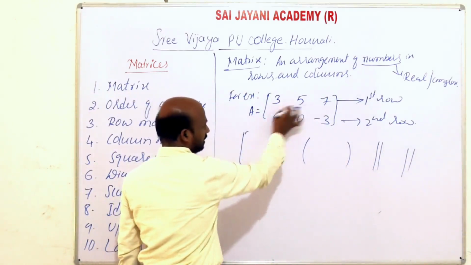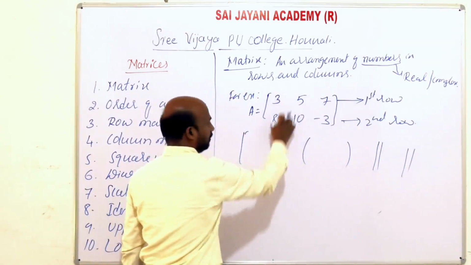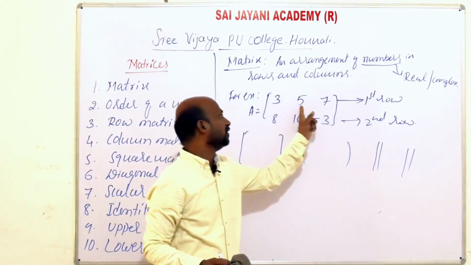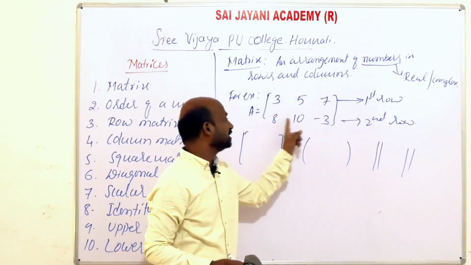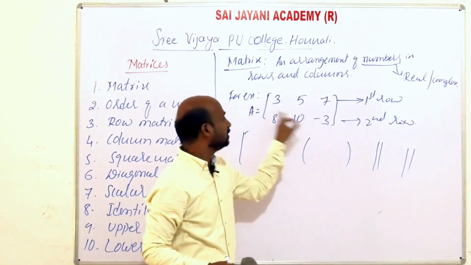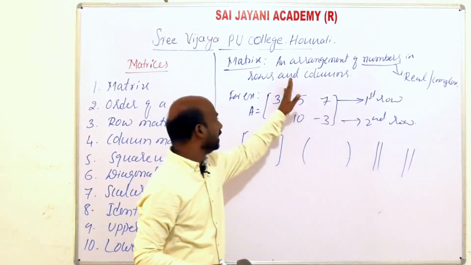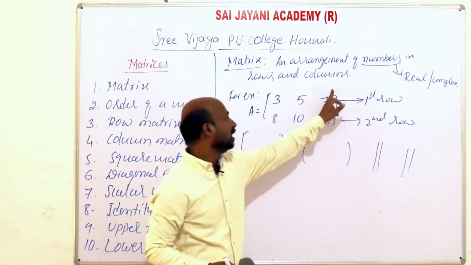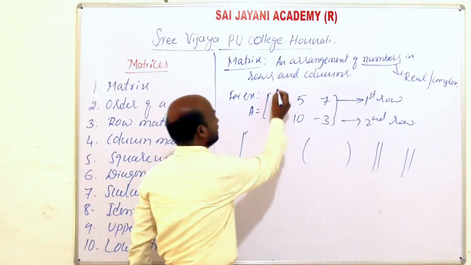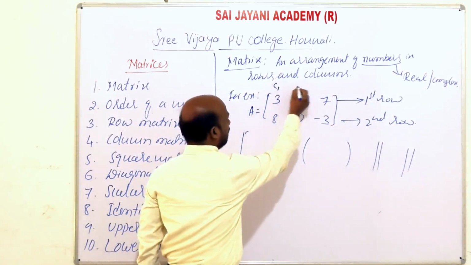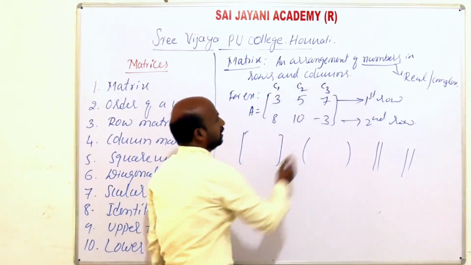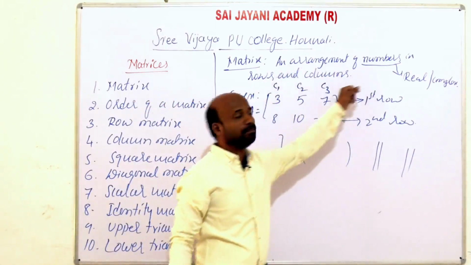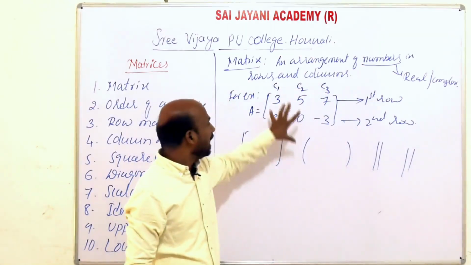So a matrix containing two rows and first column, second column, third column. First row elements are 3, 5, 7, second row elements are 8, 10, minus 3. First column elements 3 and 8, second column elements 5 and 10, and third column elements are 7 and minus 3. This is column 1, column 2, column 3, and this one is the first row and this one is the second row. Nothing but an arrangement of numbers in rows and columns, and the entries.